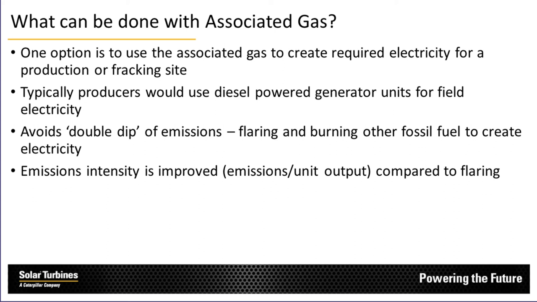All right, so one option is we can take that gas and create electricity with it. If you look at most oil well production sites or fracking sites, there is a need for electricity. There's a need for what we call production field electricity. All right, so how do producers do that today? In a lot of cases, frankly, it's diesel power generation units that are used to create the electricity. Electricity is going to be used for ancillary equipment. It's used for powering various different things that are required as part of the production process or the fracking process, right? So you need that electricity in some way.